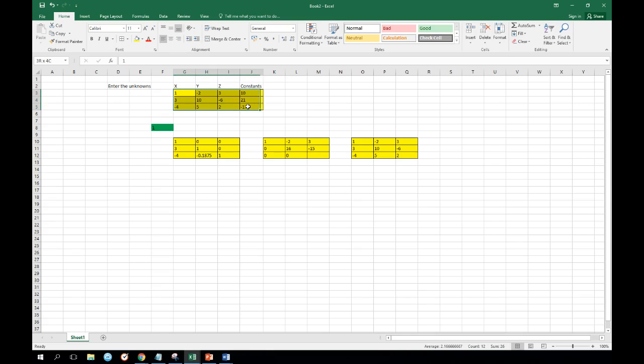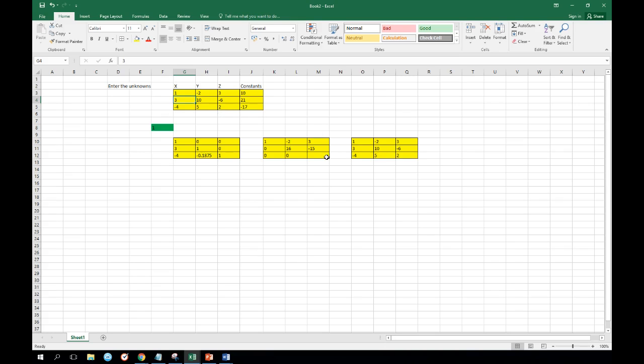Sorry, I wrote the wrong equation, so the equations should be x minus 2y plus 3z is equals to 10, and the second equation is 3x plus 10y minus 6z is equals to 21. The third equation is negative 4x plus 5y plus 2z is equals to negative 17.